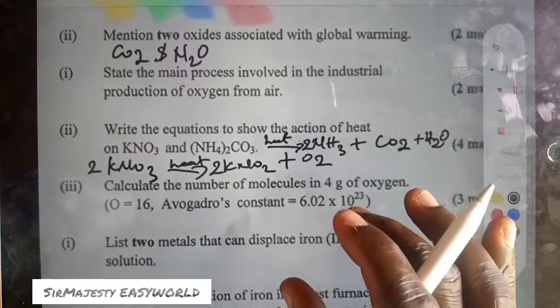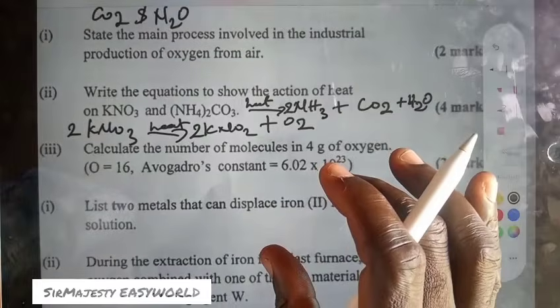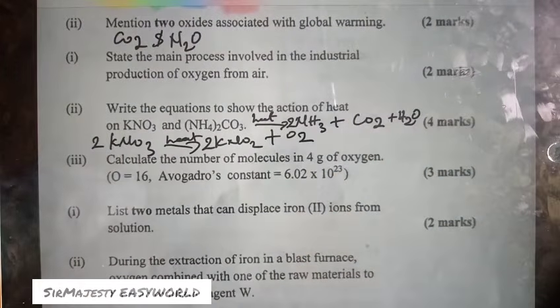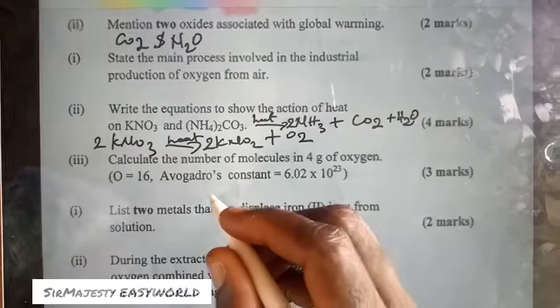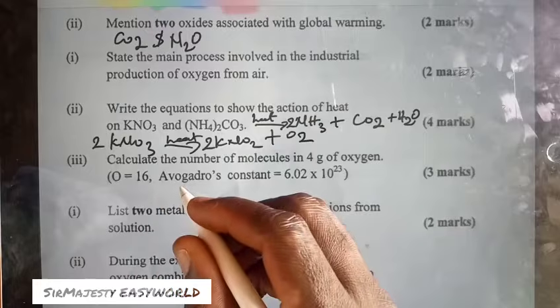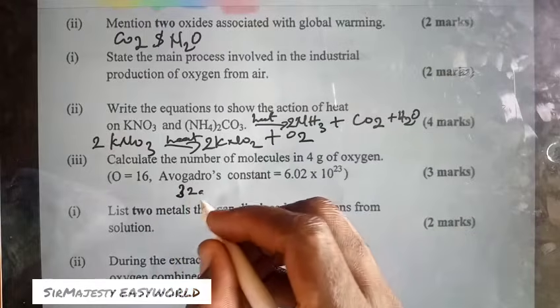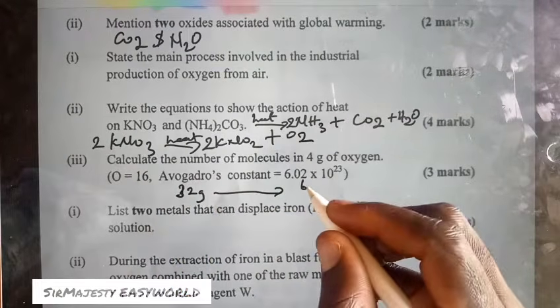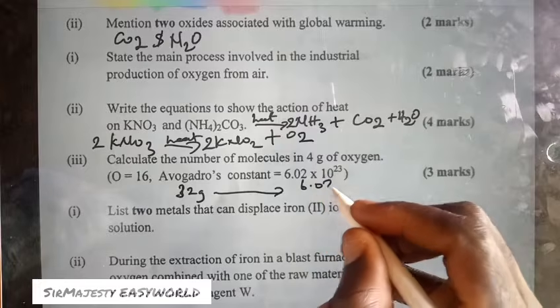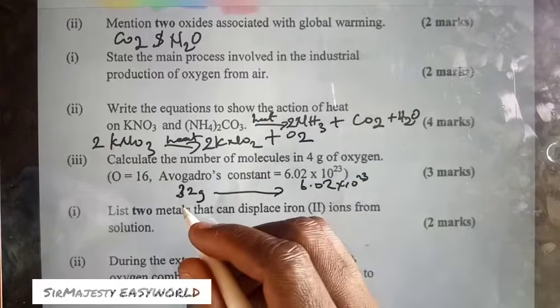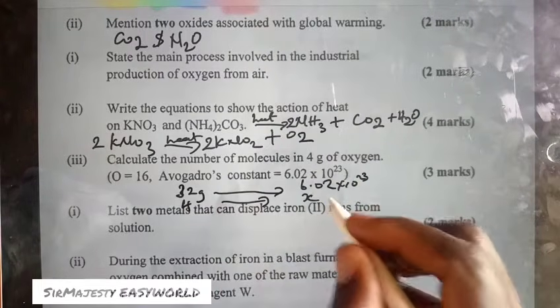Then the next question says, calculate the number of molecules in 4 grams of oxygen. The number of molecules in 4 grams of oxygen, you use your Avogadro's hypothesis. The molar mass of oxygen is that of the diatomic gas, which is O2, which means 16 times 2, giving you 32 grams. We contain how many molecules? We have 6.02 times 10 raised to the power 23, such that 4 grams will now contain X.